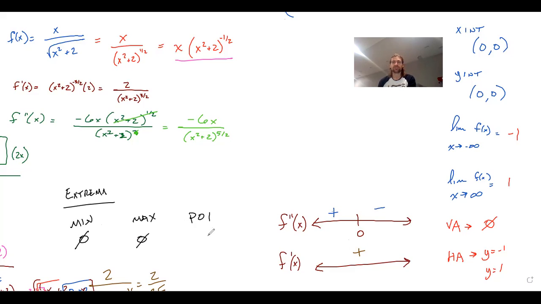Our points of inflection are critical numbers on the second derivative that actually exist. We have a critical number on the second derivative, 0, and 0 is a point. So the point of inflection is at 0. We'd have to plug it back into the original equation to find its location, or we can look, it is our x-intercept, it is our y-intercept. That's 0, 0. So let's graph this out here.